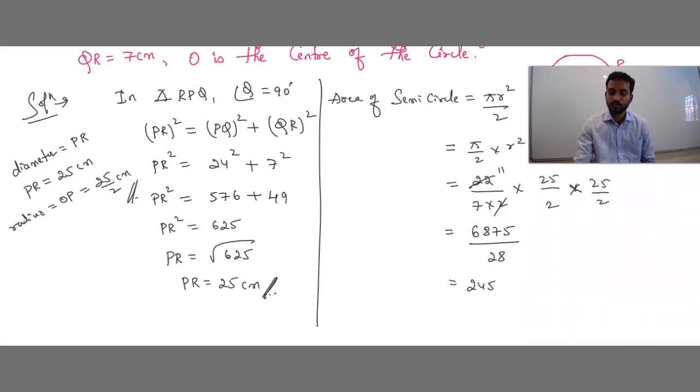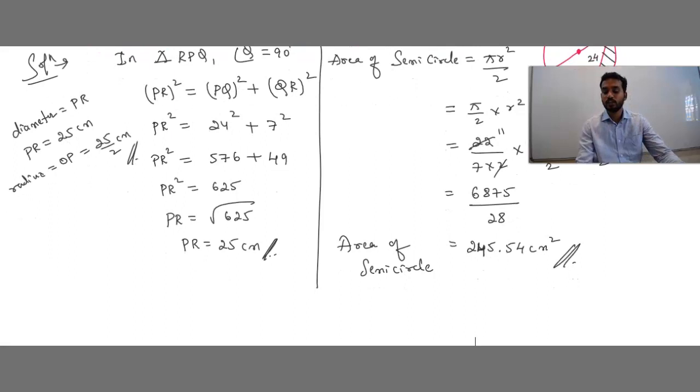You can try this. Okay, 245.54 centimeter square. Since it is area, we have to write centimeter square. So area of semicircle is equal to 245.54 centimeter square.